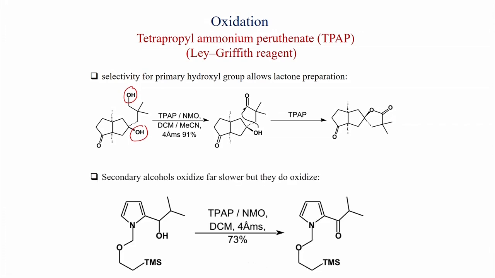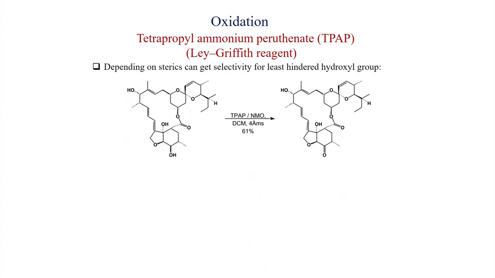Here a secondary alcohol is also oxidized, but much more slowly, like this alcohol with a heterocyclic pyrrole motif. It is oxidized to the ketone with TPAP, NMO, DCM, 4 angstrom molecular sieve conditions, and it gives 73% yield. Also, a long reaction time is required. Here is a complex molecule, and that is what we discussed on the last slide, that depending on sterics you can get selectivity for the least hindered hydroxyl group.